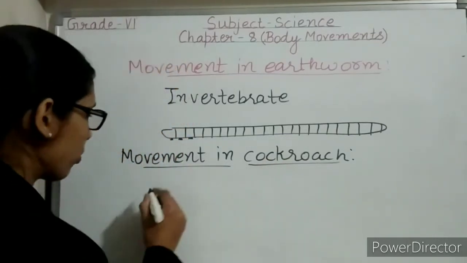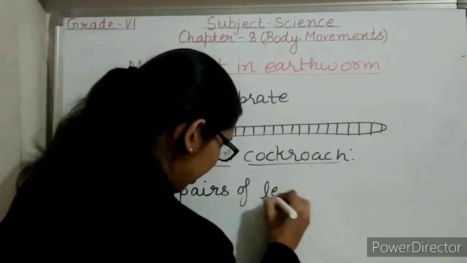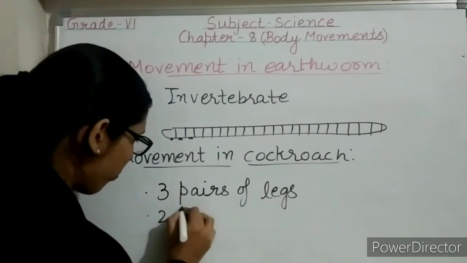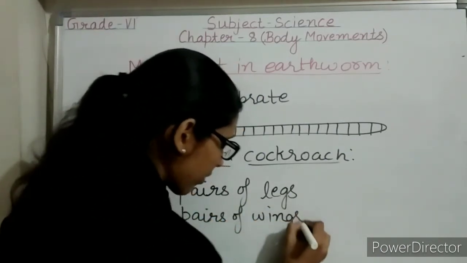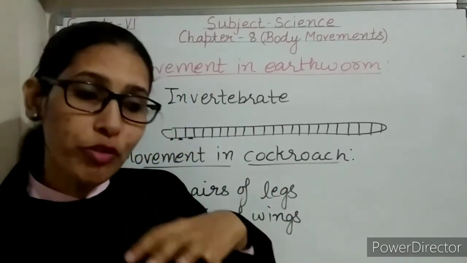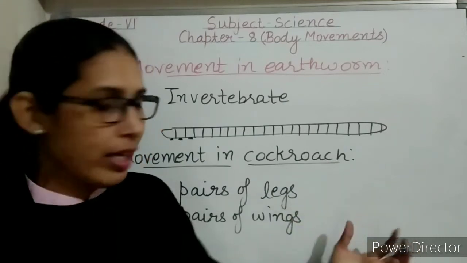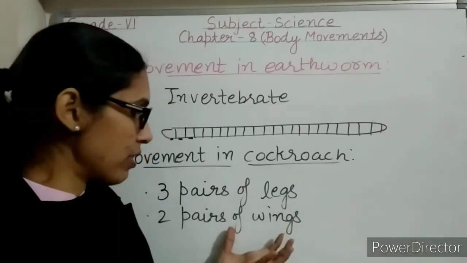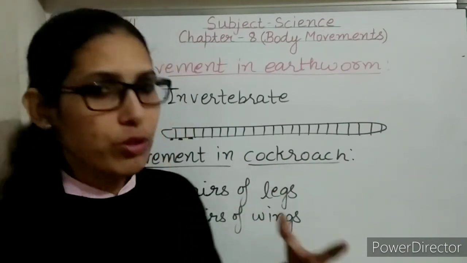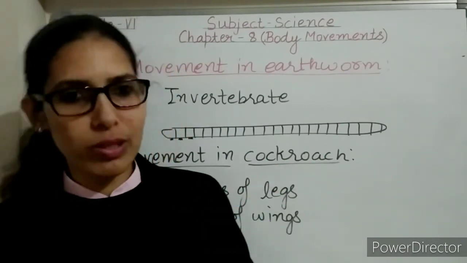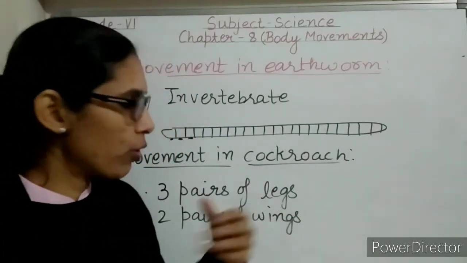If we talk about the cockroach, it consists of 3 pairs of legs and 2 pairs of wings. Cockroach can walk and it can also fly. The muscles near the legs help the cockroach in walking, and the breast muscles help in moving the wings when the cockroach flies. So the cockroach can walk and it can fly up to some distance. So this was all about the cockroach.